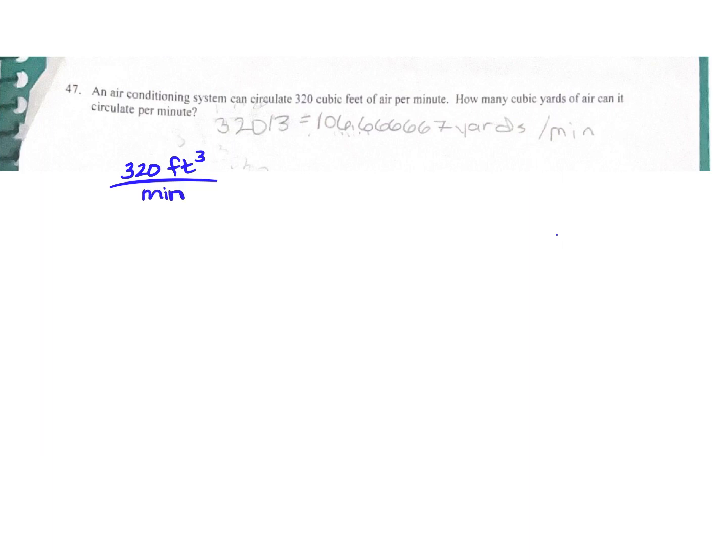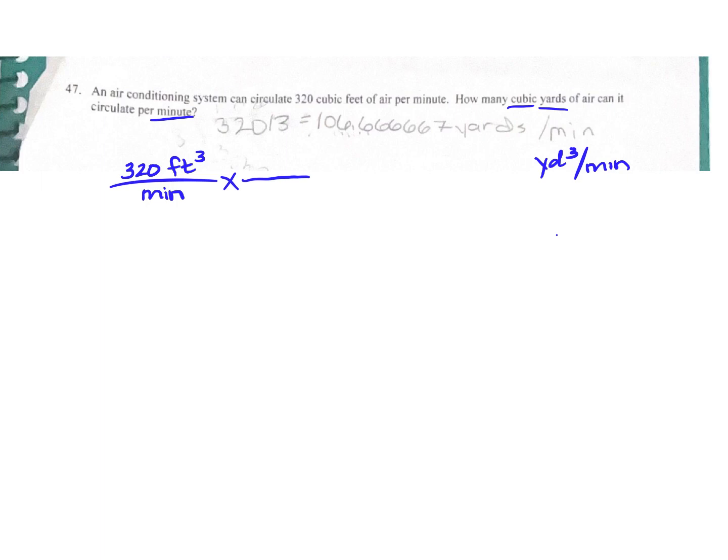And they want you to calculate how many cubic yards of air it could circulate per minute. So you're trying to get to cubic yards per minute. Now, the good news is the bottom unit doesn't change, so I don't have to mess with the bottom unit at all. I just have to get the top unit converted. So I'm really just going from feet to yards, but because it's cubic, I have to do it 3 times.